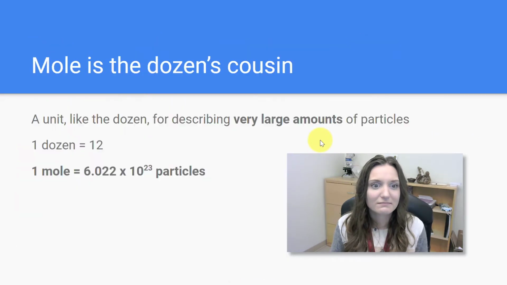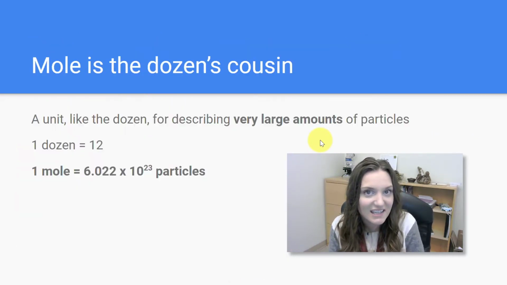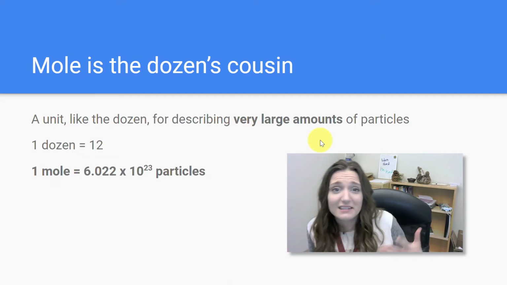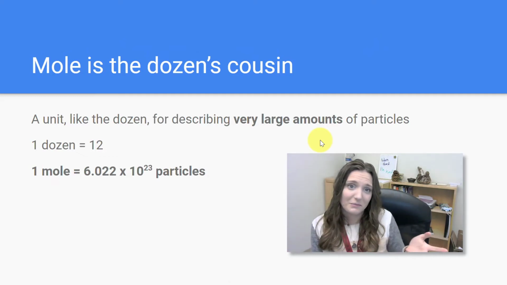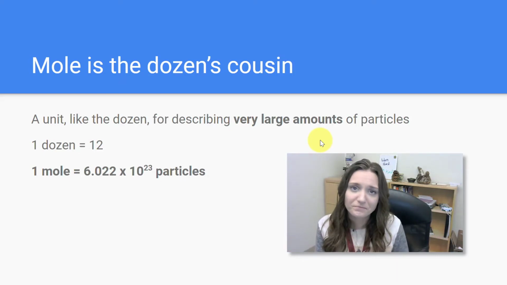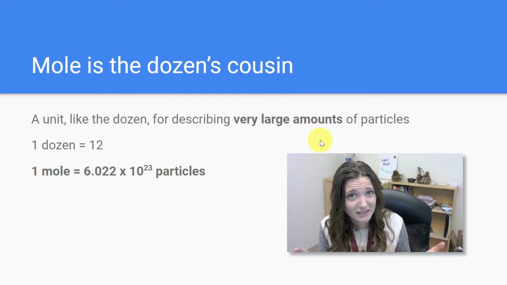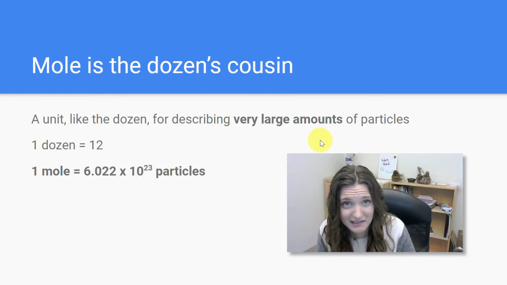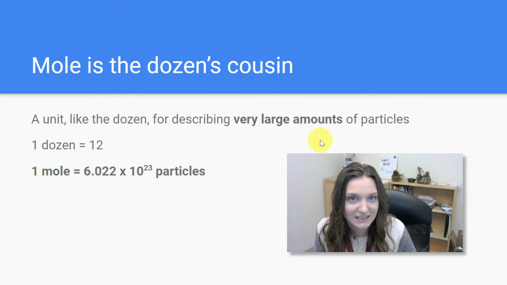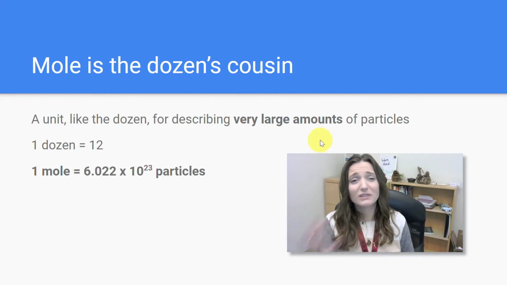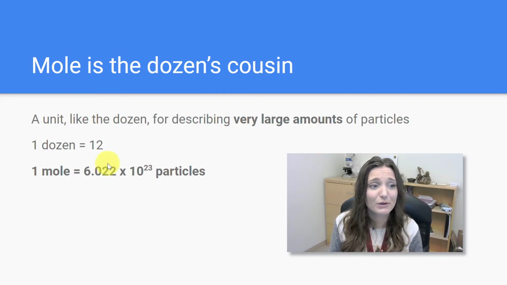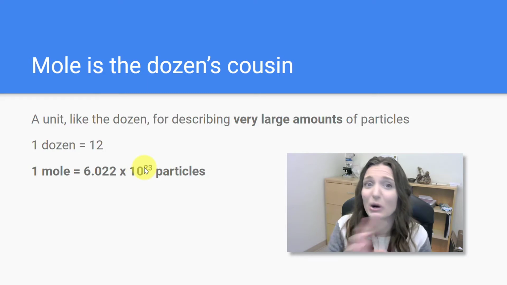So a mole, not that different. We'll call it the dozen's cousin. It's just a unit, like a dozen, but instead of describing 12 of something, it describes a huge amount of particles. We usually use the term a mole to describe very large quantities of very, very small substances. We talk about a mole of oxygen atoms, for instance. So a dozen equals 12. A mole of something just means that we have 6.022 times 10 to the 23rd particles of something.